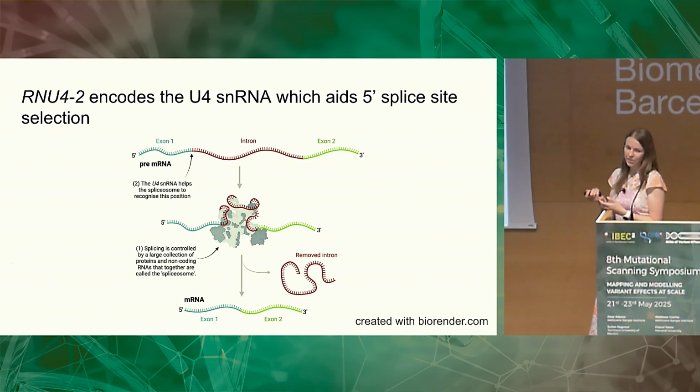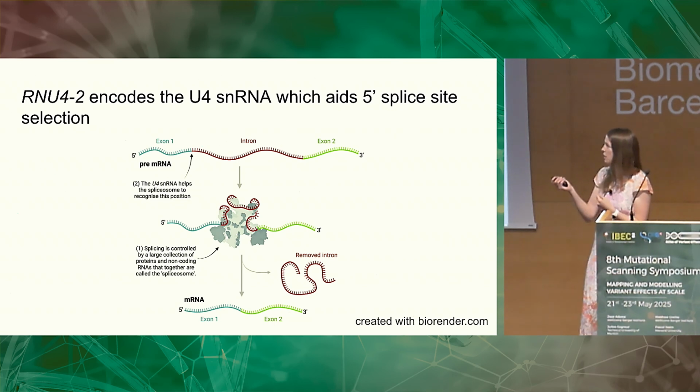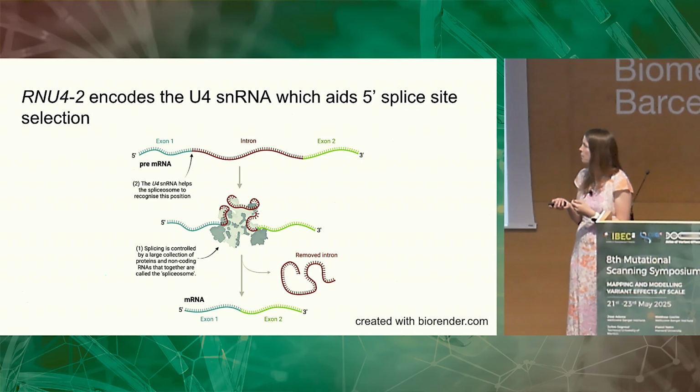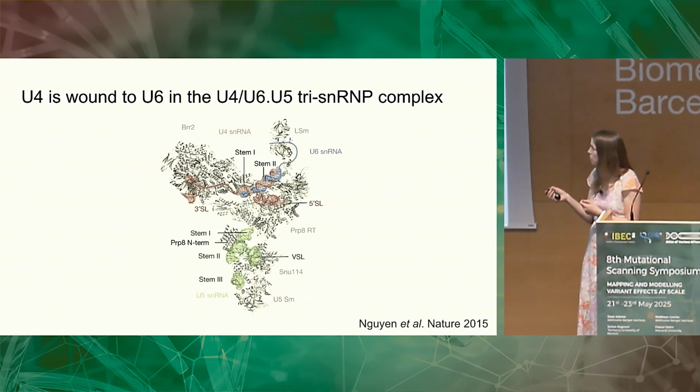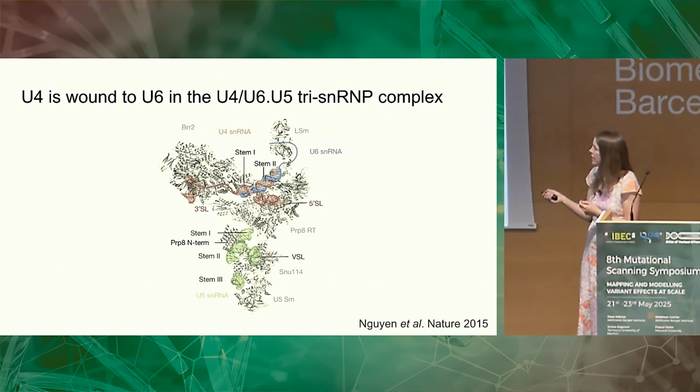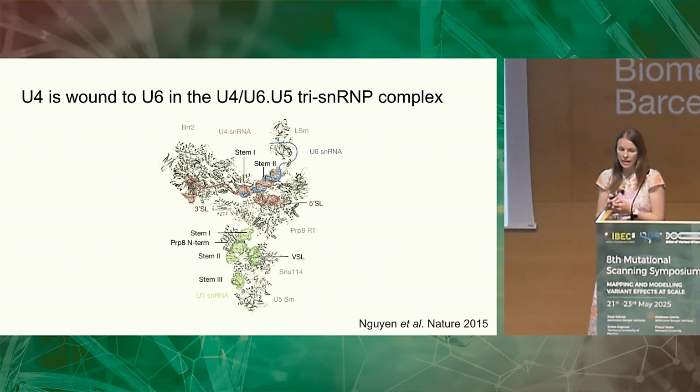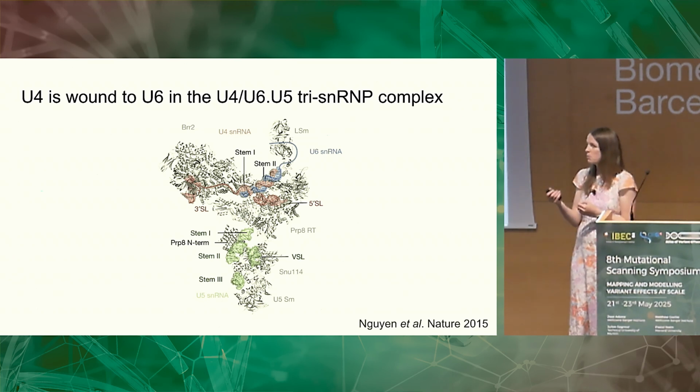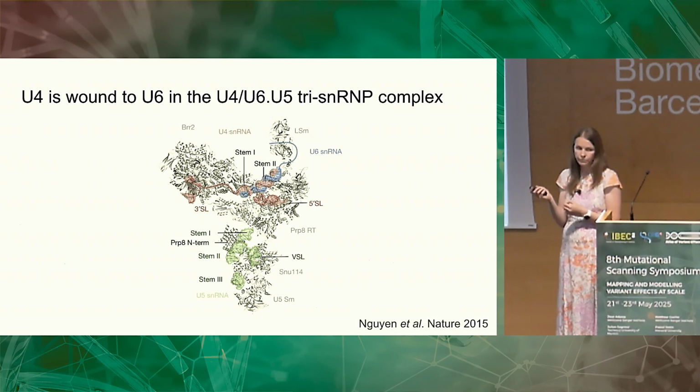RNU4-2 encodes the U4 small nuclear RNA, and it's in that tri-snRNP complex that I mentioned earlier that is directly involved in telling the spliceosome what should be the 5' splice site. So, telling it exactly where to cut. This is that tri-snRNP complex. As I said, it's a complex of both RNAs, shown in color, and proteins shown in gray in the background. And U4 is this red snRNA, which is shown tightly wound to this other snRNA called U6. And it's U6 that actually directly binds to the 5' splice site during its recognition.